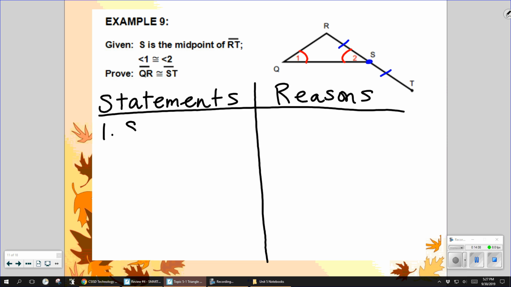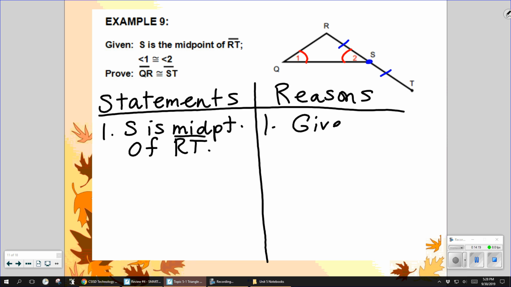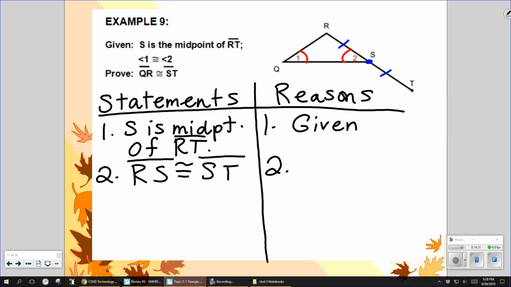So let's start with our first given. I know S is the midpoint of RT. And that is given to me. And what did I mark in my picture that I know since S is the midpoint of RT? I know RS is congruent to ST. What's the reason I know that? Definition of midpoint. Good job.